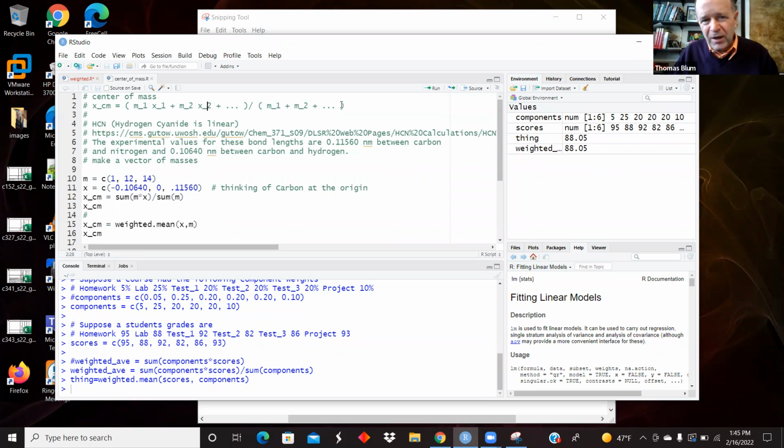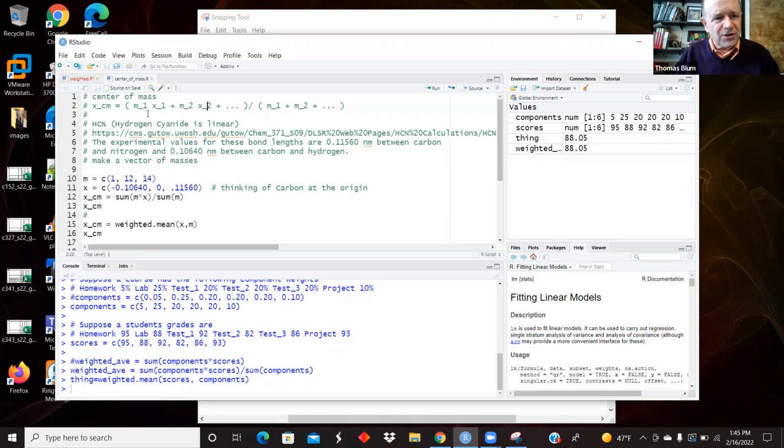And then we divide it by just the sum of the masses. That's the definition of the center of mass in physics. And then I decided, oh, let's put it to test. First, let's worry about something that is a nice sort of linear lined up molecule.